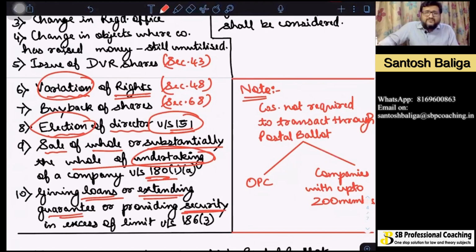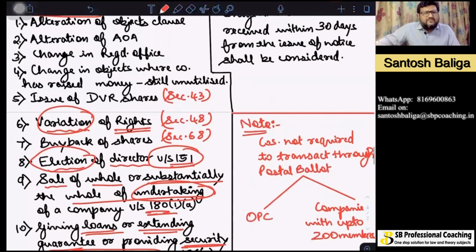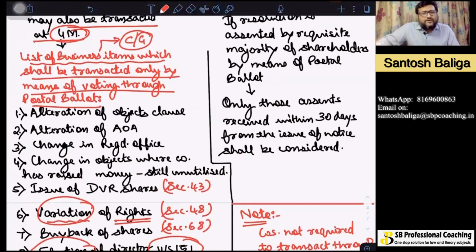So if the company is giving any loans or extending any guarantee or providing security which is in excess of a limit under section 186 subsection 3, in that case also company will have to go for voting by postal ballot. See, there are around 10 points over here. Remember, at least 5 to 6 points minimum. Remember, it is very easy.